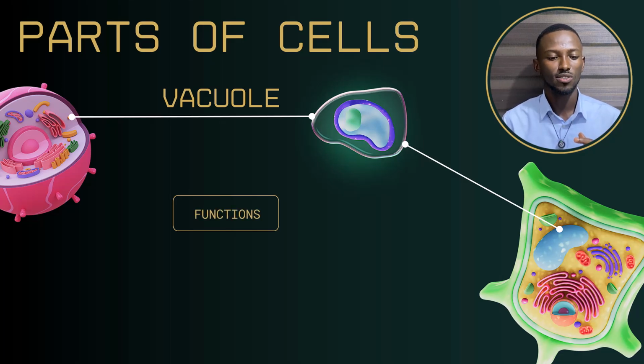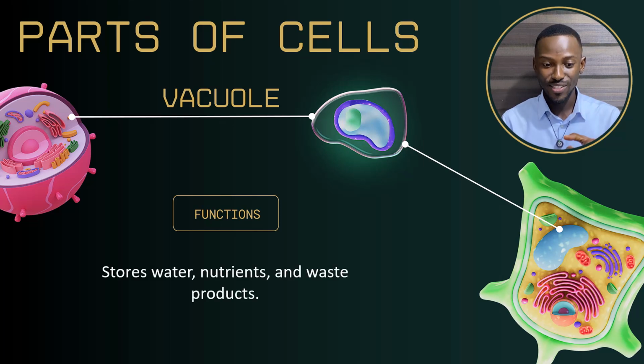Let's look at some functions of the vacuole. What are some functions of the vacuole? The first one, it stores water, nutrients, and waste products. You see what we said earlier? Like every functioning factory should have a storage area, a storeroom for storing essential things like water and the raw materials that they need. The vacuole also stores these things for the cell. So the vacuole stores water, nutrients, and waste products.